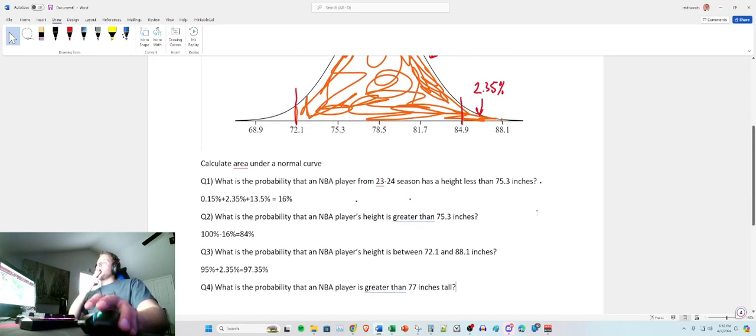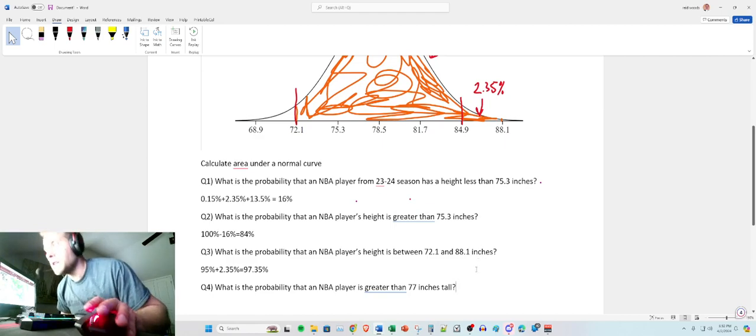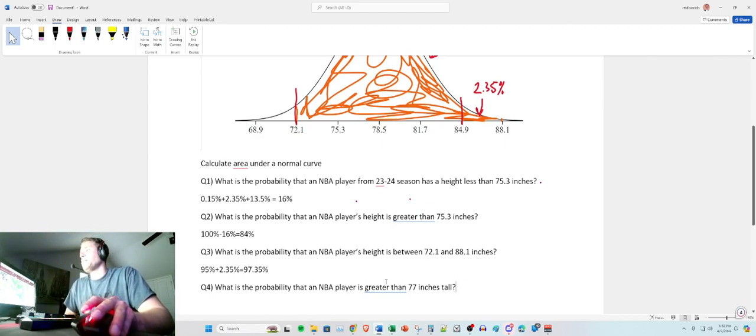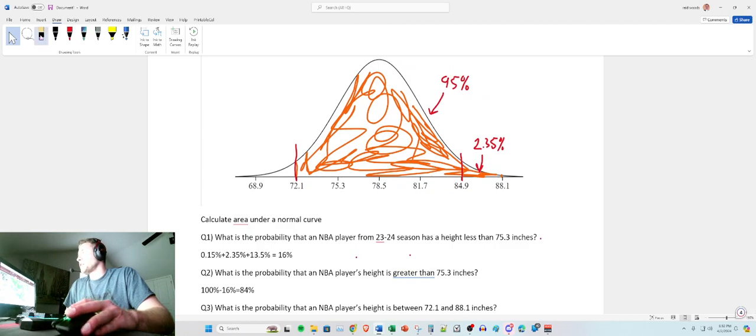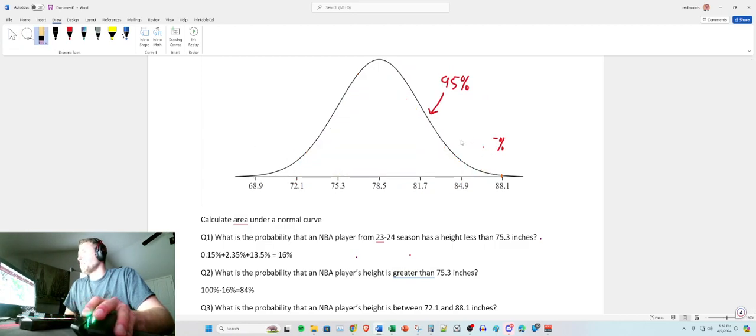Okay. So 77 inches tall, that's 6'5", I believe. So we're saying, what's the probability that the NBA player is greater than 77 inches tall? Now, if you look at this, and let me erase all my writing here, this is something that you'll notice quickly.